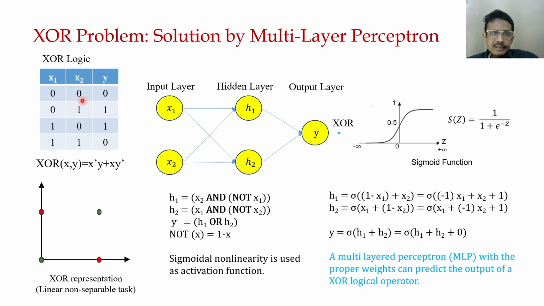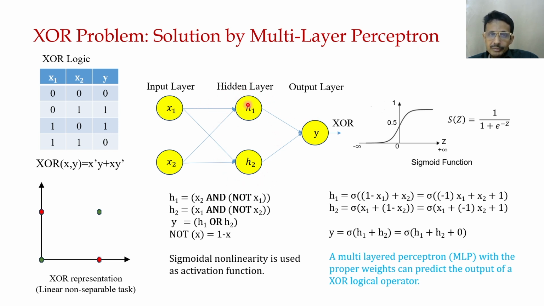Now, this is the XOR problem, and this is its truth table: 0 0 gives 0, 0 1 gives 1, 1 0 gives 1, and 1 1 gives 0. If we plot it, it looks like this, and it is clearly understandable that this problem is not linearly separable.